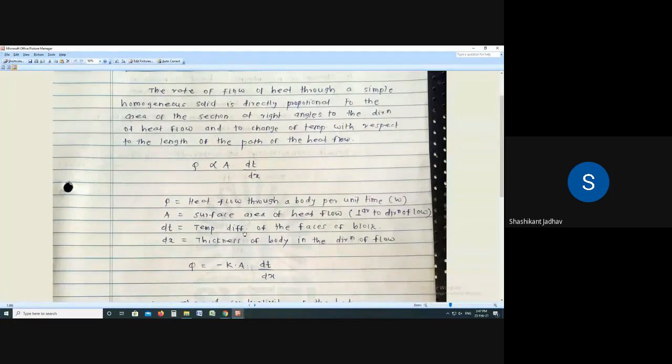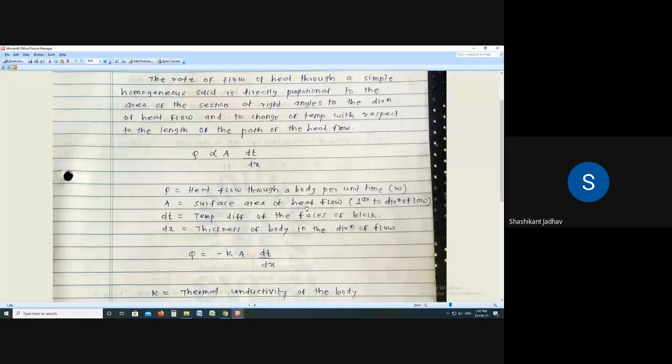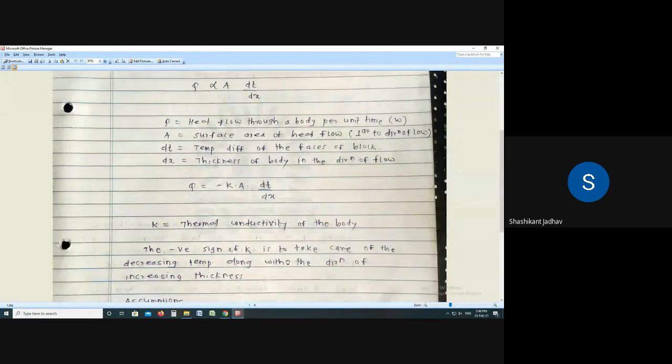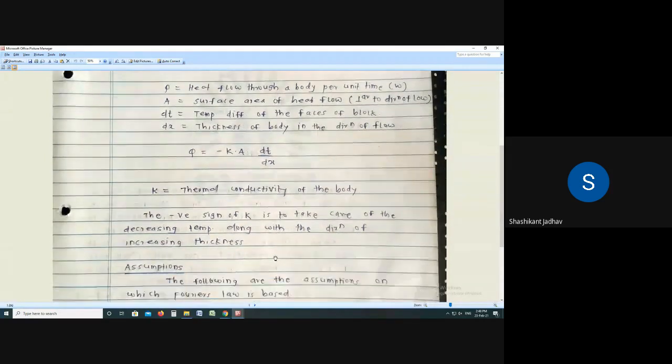So the unit is watt. Then area is nothing but the surface area of heat flow, that is perpendicular to the direction of heat flow. Then dT is nothing but the temperature difference of the faces of that particular block or component. And dx is nothing but the thickness of that body in the direction of the flow. So Q is equal to minus k into A into dT by dx, and k is nothing but the thermal conductivity of that body. The negative sign is to take care of the decreasing temperature along the direction of increasing thickness.